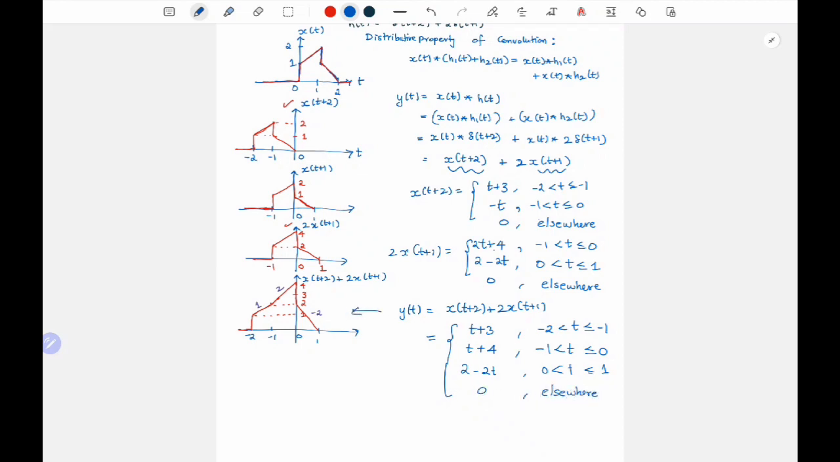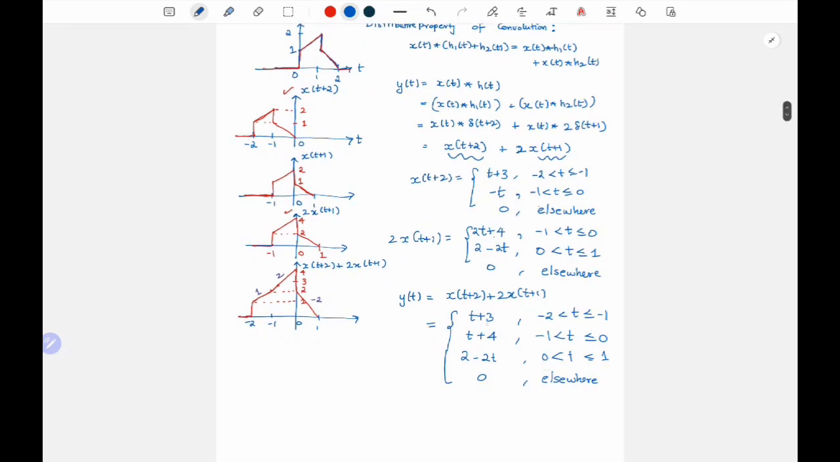So this should correspond to this one. So let us check that too. So t plus 3 for minus 2 to minus 1. So at minus 2 its value should be 1 and at minus 1 its value should be 2. So we are getting the same, correct? And since it is linear, we can just join by a straight line. So it is just sufficient for us to check at the intervals. So at minus 1, it is minus 1 plus 4, which is 3. Is it the case? So here there should be a discontinuity, right? That is what we missed.